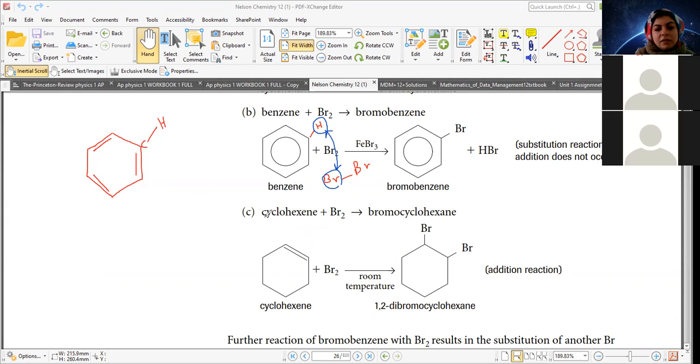Now, here is cyclohexene. So that was benzene, right? Because you have a ring, so this is benzene. This is cyclohexene because you have a double bond there, right? Again, here you have 1, 2, 3 bonds here. So it means you have 1 hydrogen here and you have 1 hydrogen here.